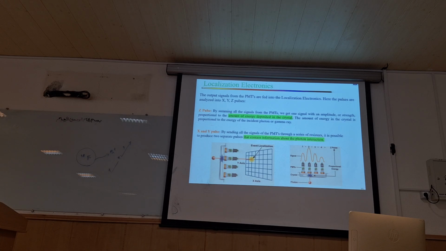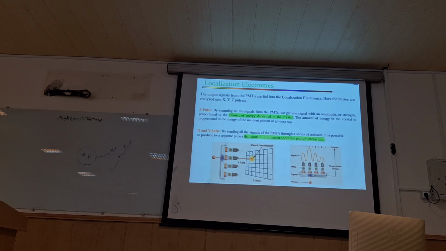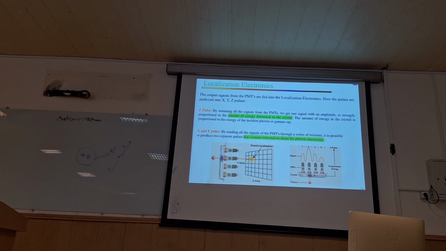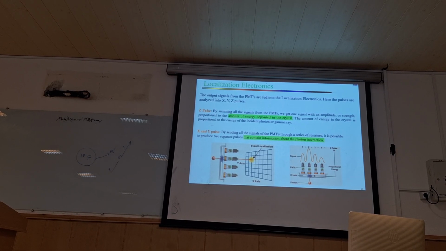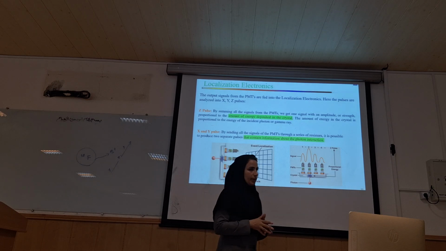After the localization electronics, I know where this photon comes from in the body. So I know the X, Y, and Z of these photons, and after that, I can use this information to generate the image. I know where the X, Y, Z of the photon is in the body. This is the role of these electronics.